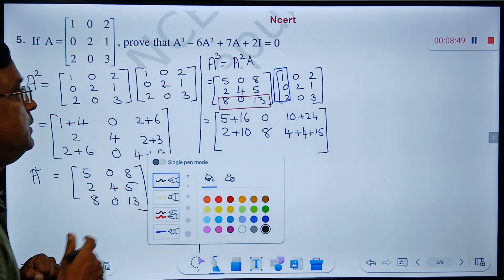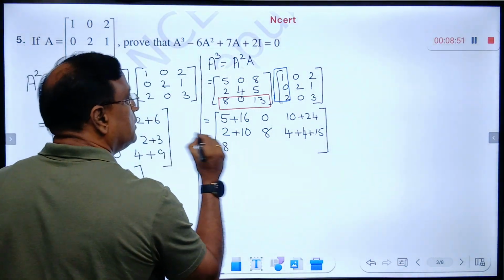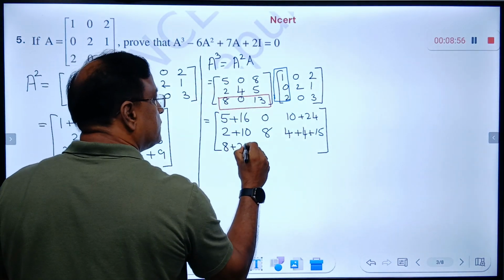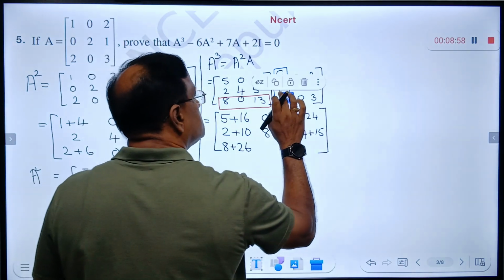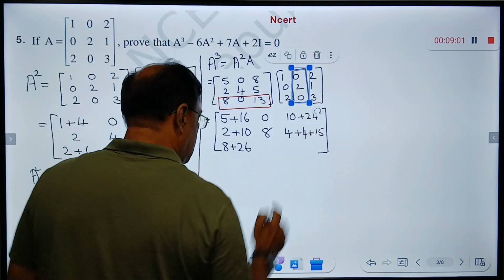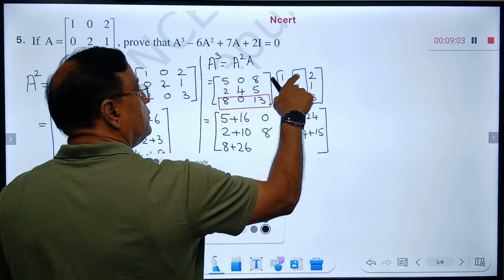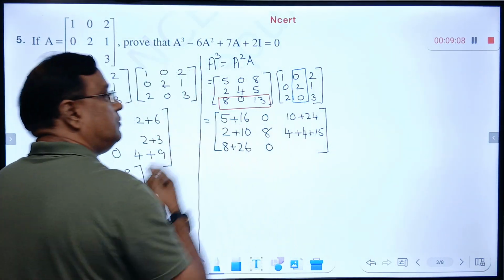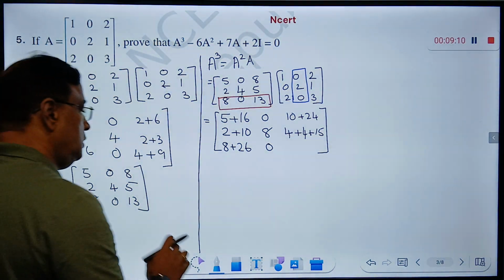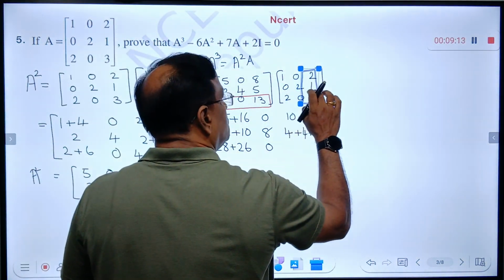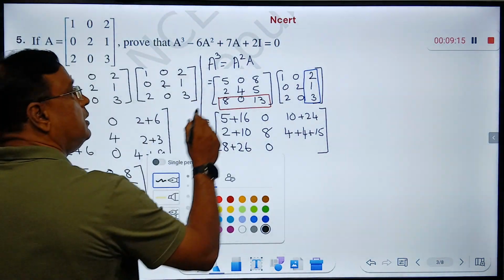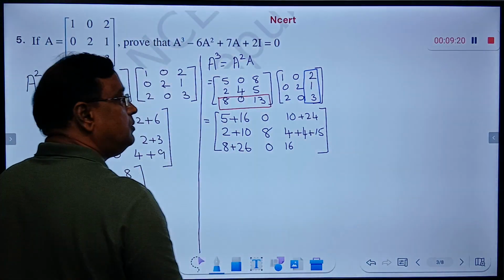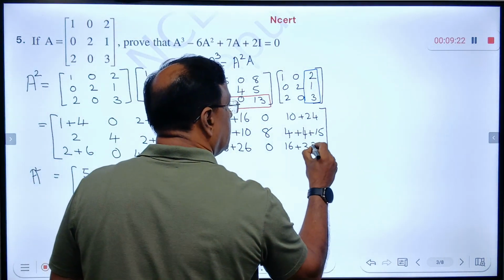What do you get? 8 into 1 is 8, 0 into 0 is 0, 13 into 2 is 26. Now change this: 8 into 0 is 0, 0 into 2 is 0, 13 into 0 is 0. So it's all 0. Now finally our job is done. So what do you get? 8 into 2 is 16, 0 into 1 is 0, and this is 39.